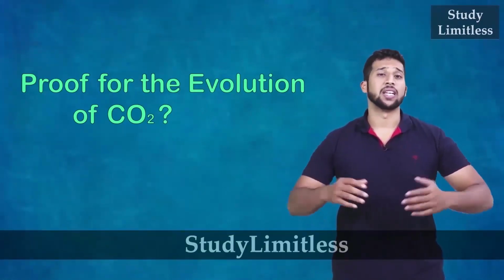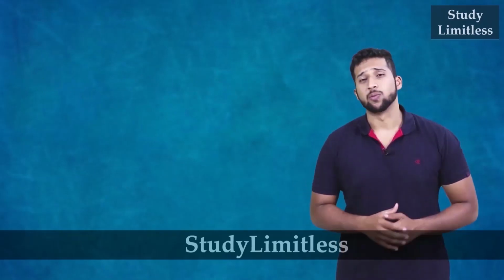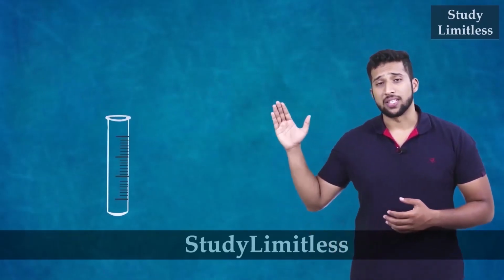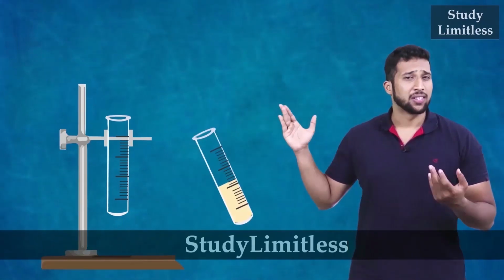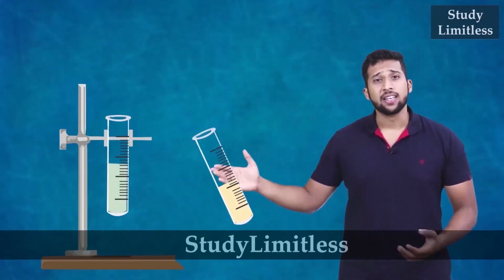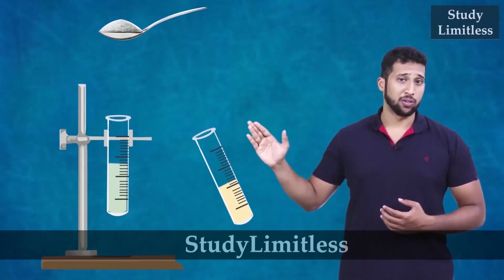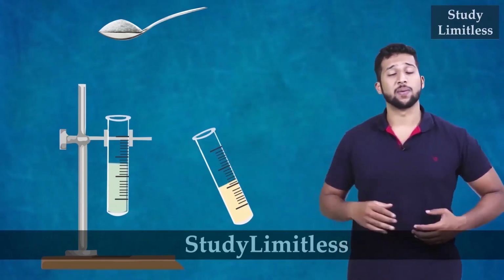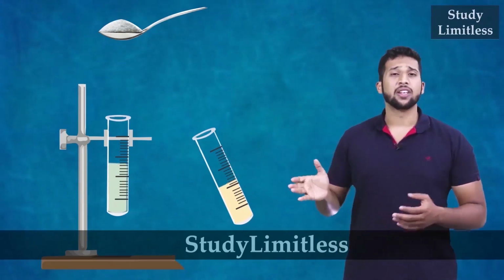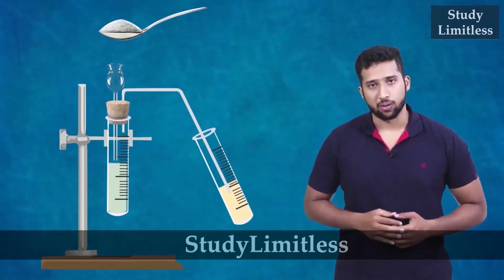For this, we're going to set up an experiment. Now for this experiment, you need some apparatus which are as follows. You need 2 test tubes, 1 test tube stand, some lime water, some dilute hydrochloric acid, sodium carbonate, and if you want to carry out the experiment for sodium hydrocarbonate, you can also take sodium hydrocarbonate. And you need a thistle tube, a delivery tube, and a rubber cork.